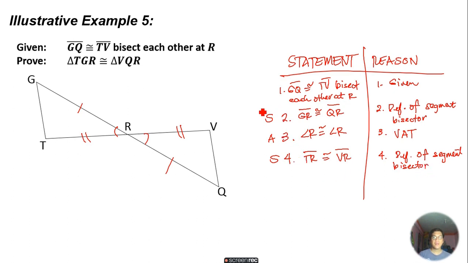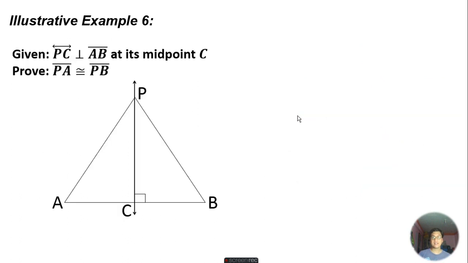So we already completed the congruence postulate, so we are now ready to name the triangles. Our proof statement ends with the triangle. So triangle TGR is congruent to triangle VQR. Our reason here is SAS congruence postulate. And that's it. That ends our two-column proof for this example. Very good, because we have our example for SAS. Let's proceed to the next.